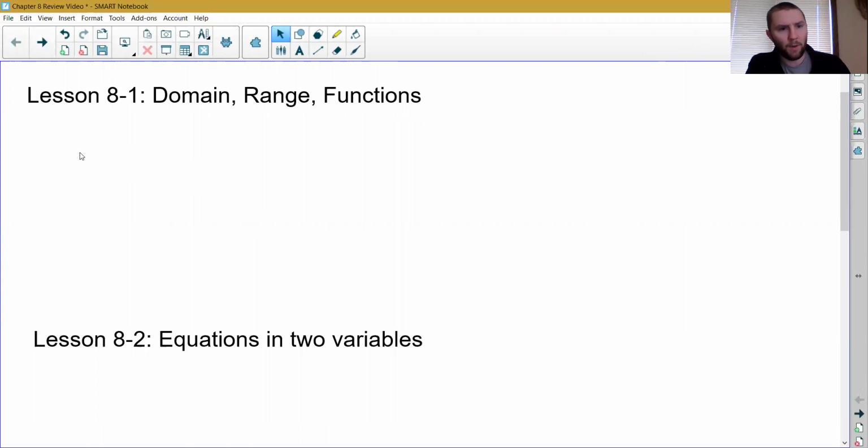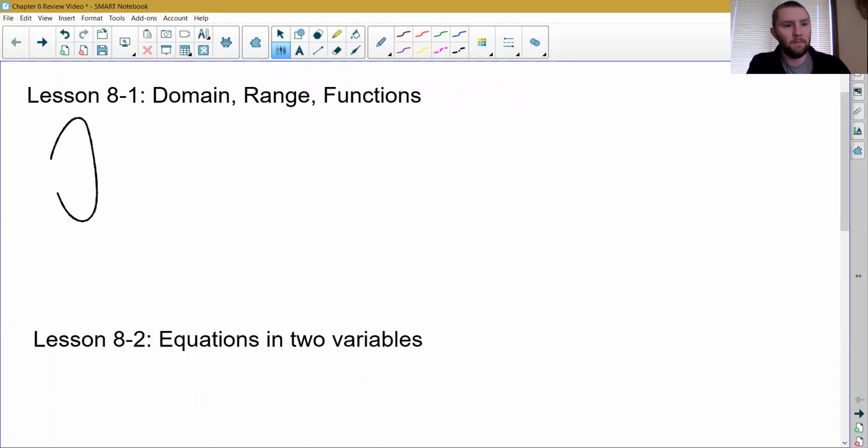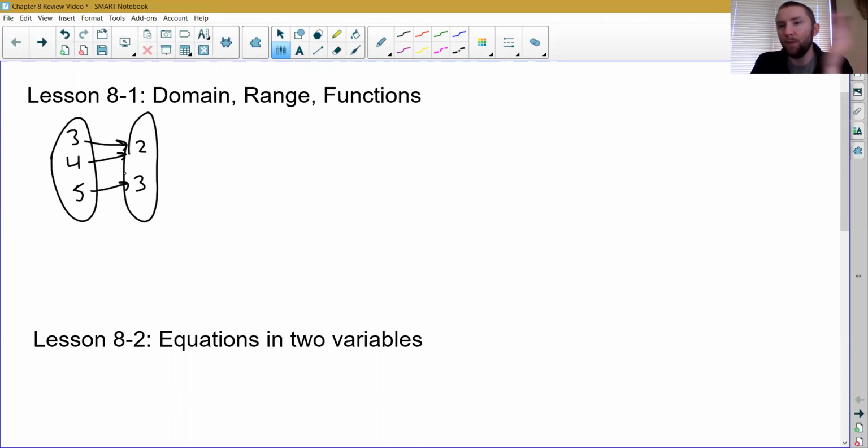So we created things called mapping diagrams. Those were ovals, one for the domain and one for the range, and we had numbers in there, and then we would match them up. We would match an input value with an output value, or a domain value with a range value. We made lists of domain values and range values.